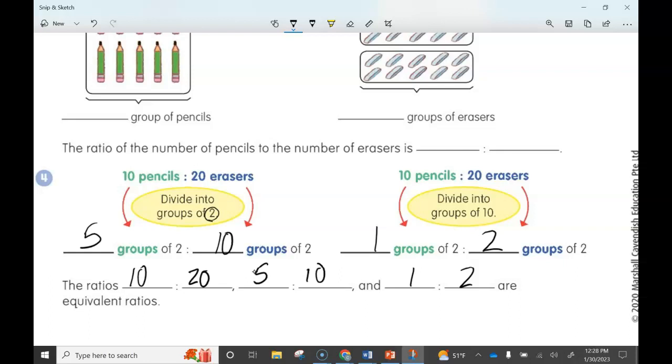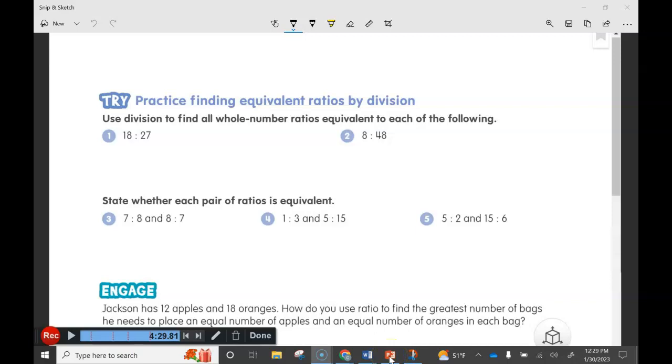You can also do it the other way around, multiply both quantities by 2, and that's a way to get an equivalent ratio that way. Divide both by 10, it gives us a ratio of 1 to 2 is equivalent to 10 to 20. Or you can multiply both by 10, and that can give you 1 to 2 is equivalent to 10 to 20 as well. So now we're going to just practice finding equivalent ratios by division. Use division to find all whole number ratios equivalent to each of the following.